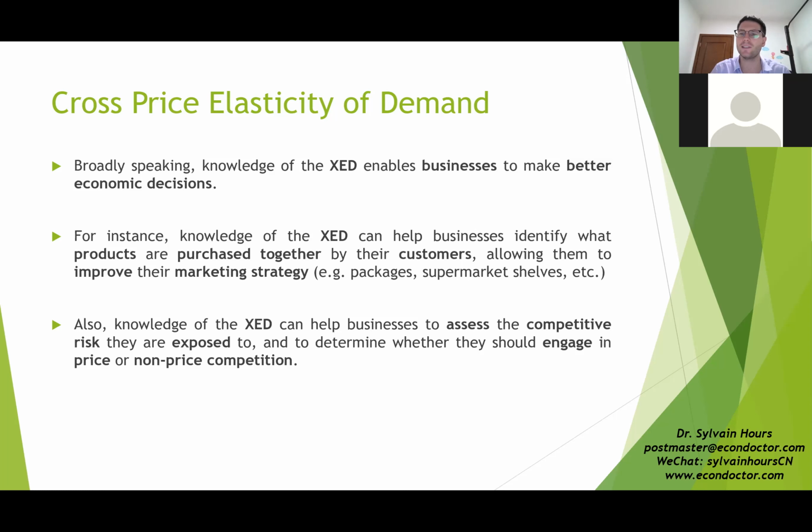So information about the XED essentially gives you information about what people buy together, the goods that are interchangeable for consumers. And it therefore allows you to improve your marketing strategy. Could be the packages, where you can offer some bundles where you will have the razor and the razor blades together, or potatoes and ketchup together. I don't know. You can optimize the supermarket shelves to make sure that it is as convenient as possible for the customers. So yeah, it allows you to improve your marketing strategy if you know what products are purchased together.